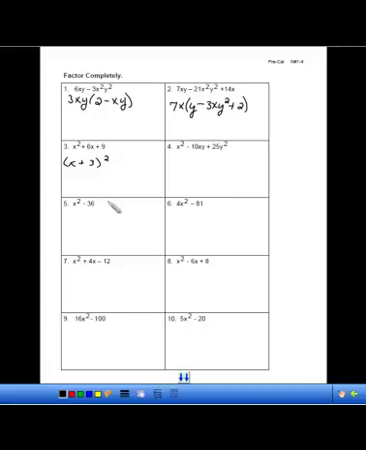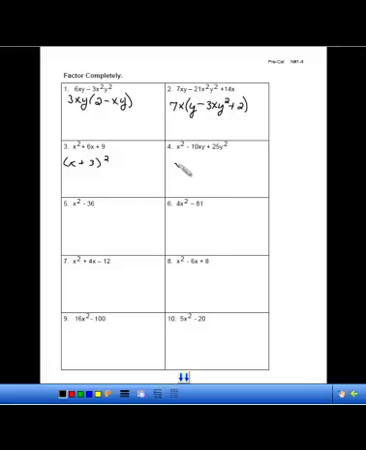Okay. Always factor out your GCF first if there is one. There's not a greatest common factor here. So let's look. We've got a plus sign second, so that means both terms are going to be negative.